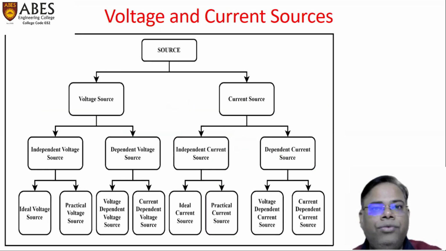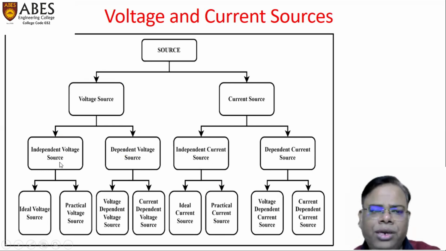The main categorization of voltage and current sources is, as you can see here, that sources can be categorized into mainly two categories. First one is voltage source and second one is current source. After that, voltage source and current source can be subdivided into two categories. First one is independent voltage source and second one is dependent voltage source. Similarly, current sources into independent current source and dependent current source.